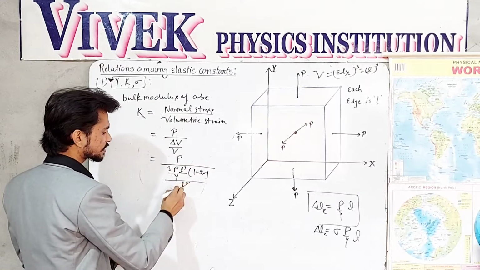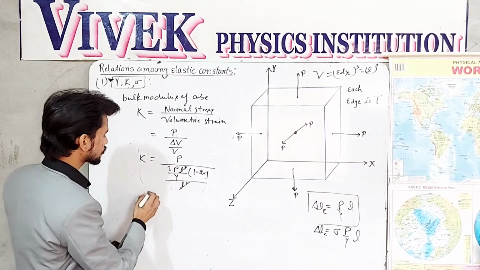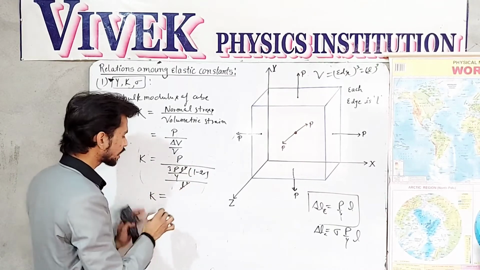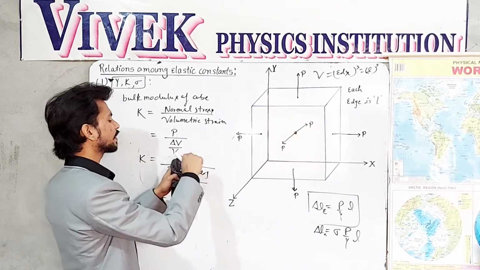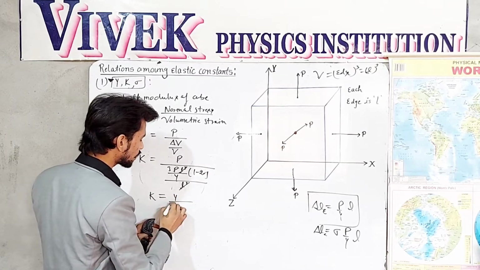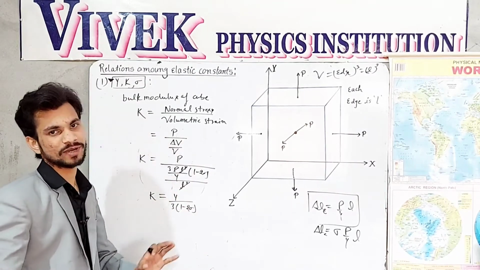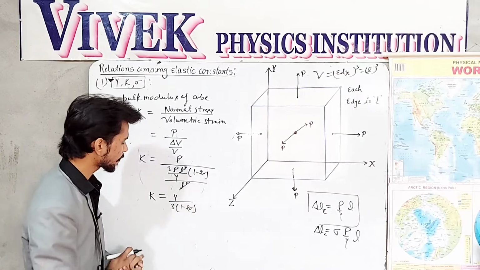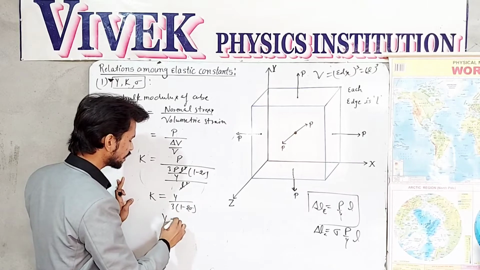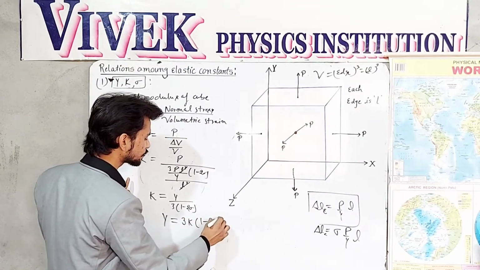Now L cube is cancelled by this L cube. This is going to equal K. Okay, so K equals, this P is also cancelled. K equals, this Y will be in the numerator, Y over 3 times of 1 minus 2 sigma. This is the final term we have got. So this also can be written as Y equals 3K times 1 minus 2 sigma.